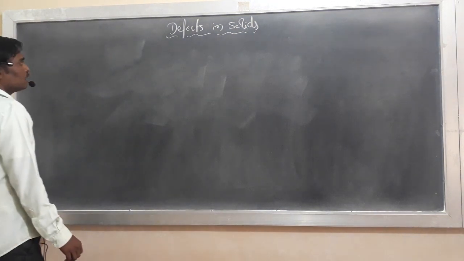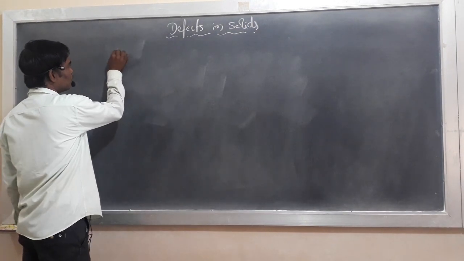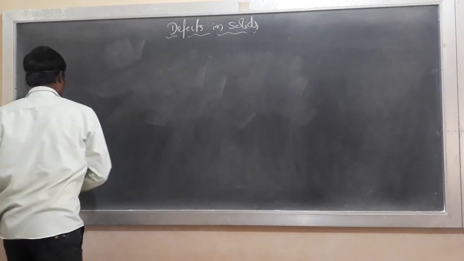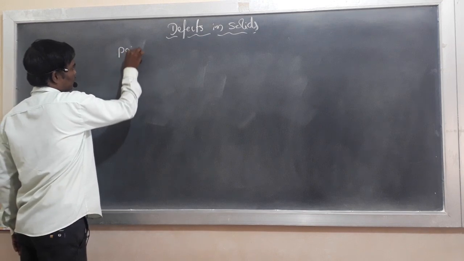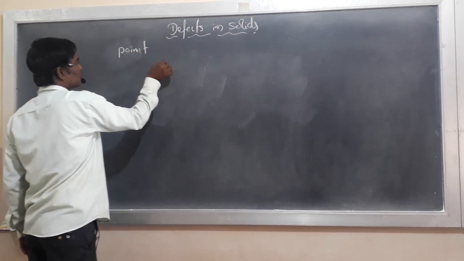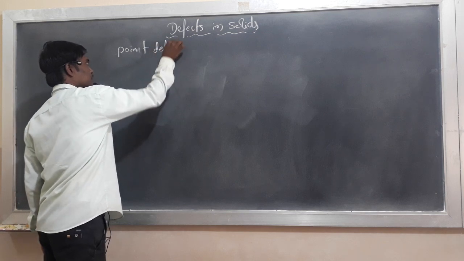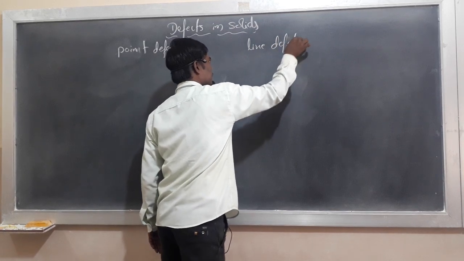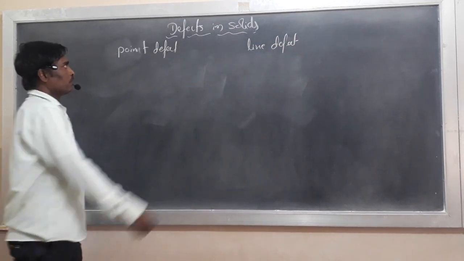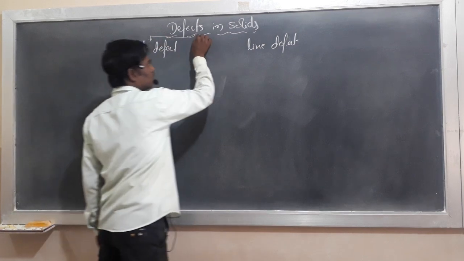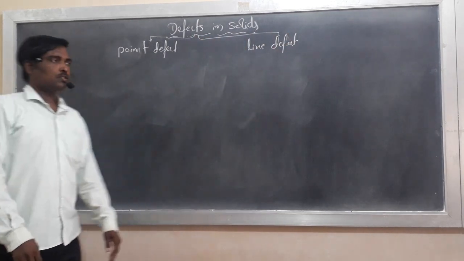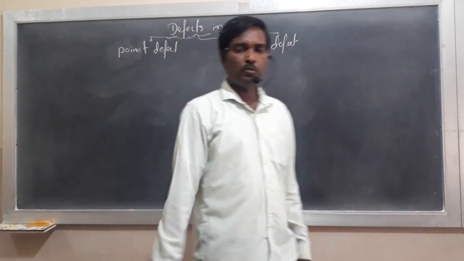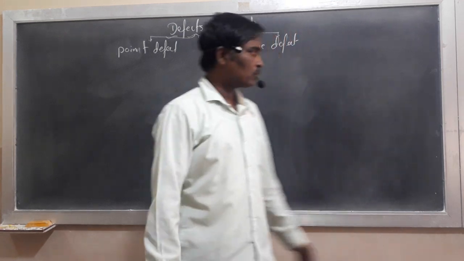Here, mainly there are two types of defects: point defect and line defect. The defects are classified into two types, point defect and line defect. Point defect means the disorderness is observed around a lattice point. That is called a point defect.